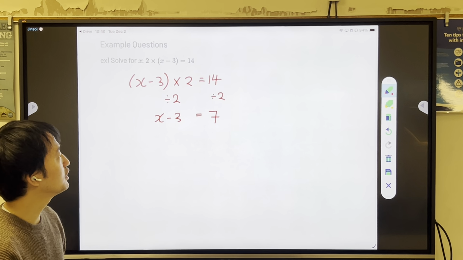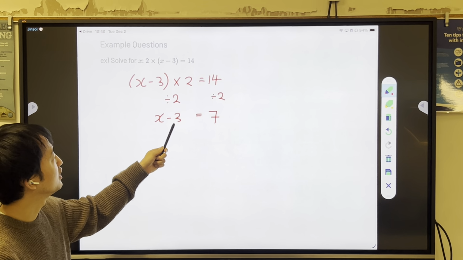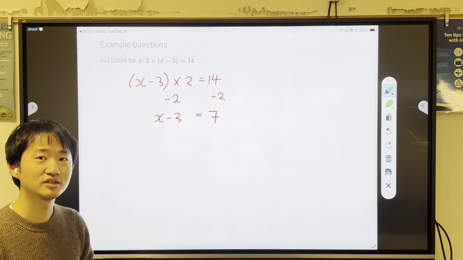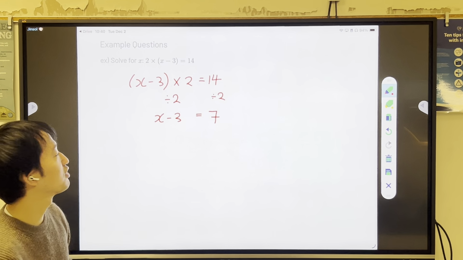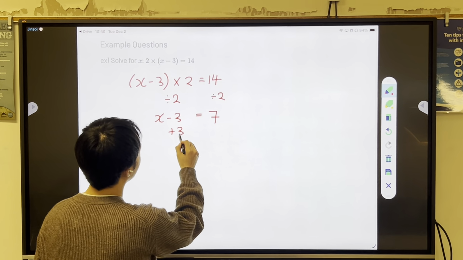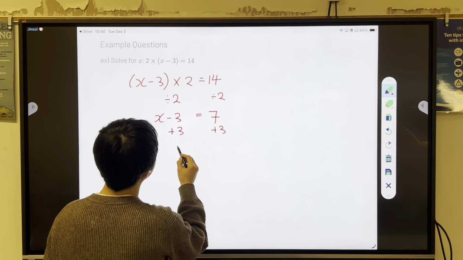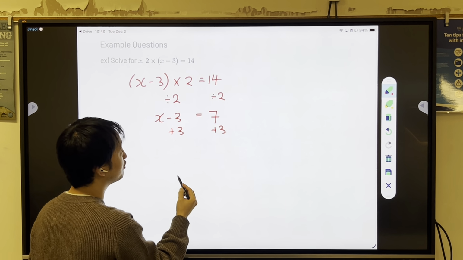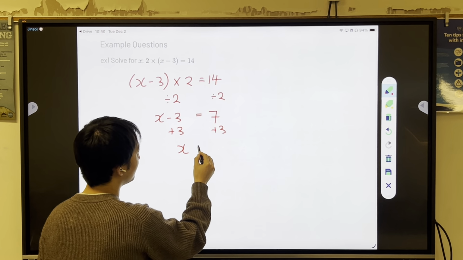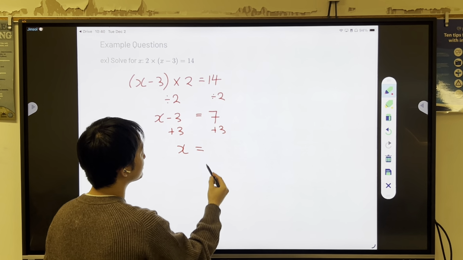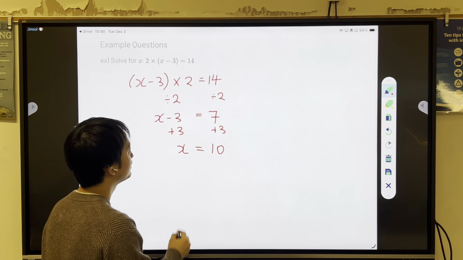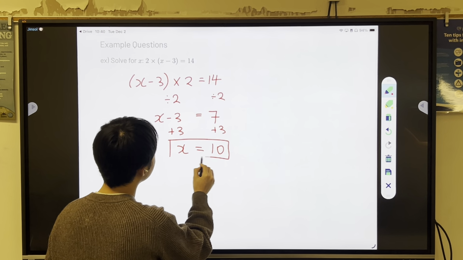The second step here is to remove the minus 3. What is the opposite of minus 3? Well, it's plus 3. So let's do plus 3 on both sides. That's going to be minus 3 plus 3, they remove each other, so that's x left. And 7 plus 3, that's 10. The final answer is x equals 10.